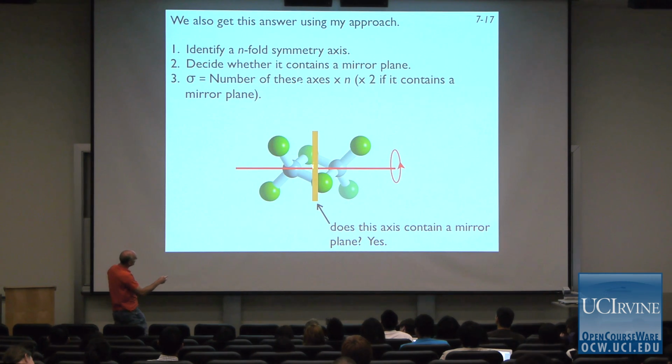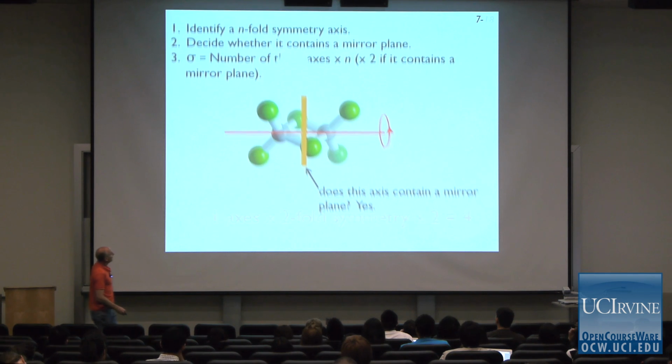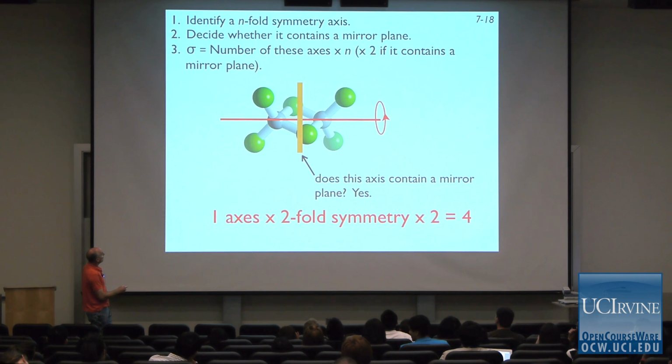If I could draw this properly, you'd see that this side of the molecule looks exactly like this side of the molecule. Okay, so there's one axis, there's twofold symmetry, and the mirror plane says that that has to be a yes. Decide whether it contains a mirror plane, yes, and so we multiply by 2. 2 times 2 is 4 times 1 is 4.